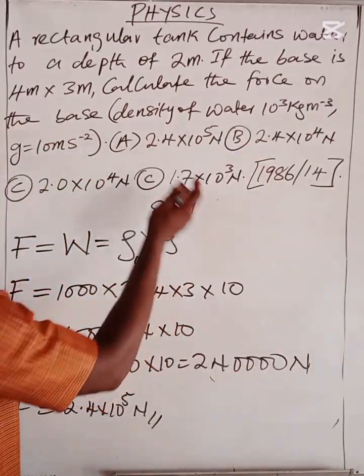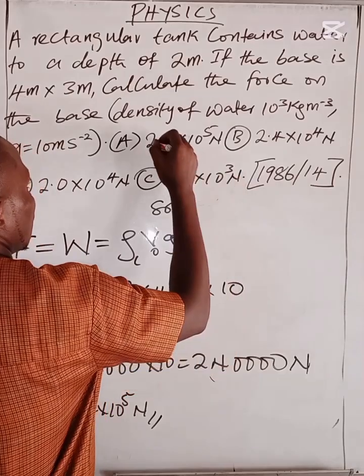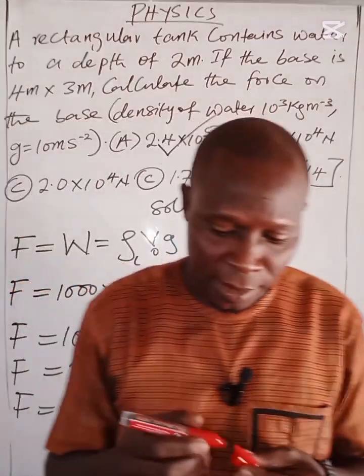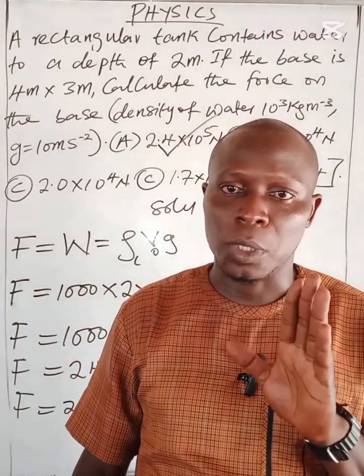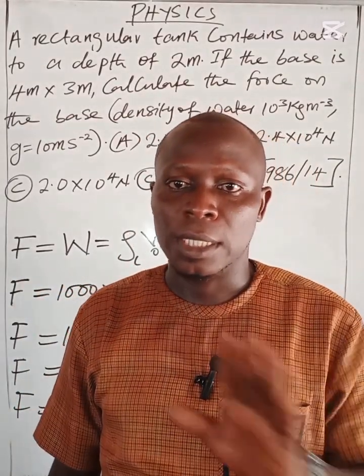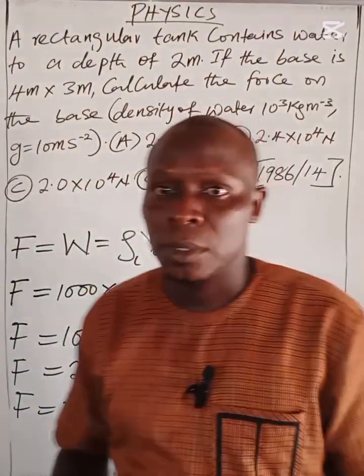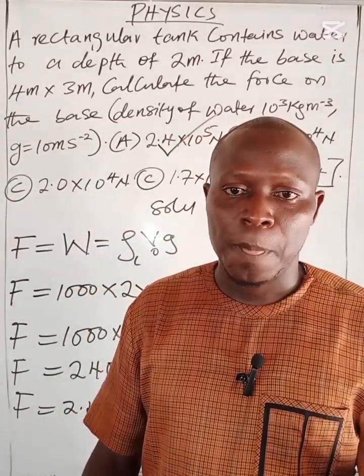So you check your options. Option A says 2.4 times 10 raised to power 5 Newton. So your correct answer is option A. It is as simple as that. So while solving your objective questions in JAM, always use shortcuts. Nobody is going to see the method or the formula you use to solve your problem. In fact, I can even shorten this more: just go straight, substitute, and find my final answer. Okay, so thank you.